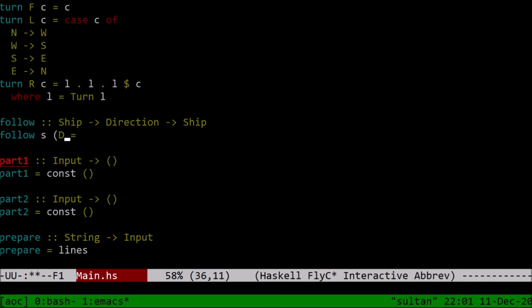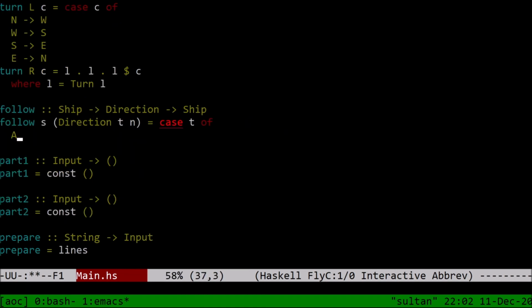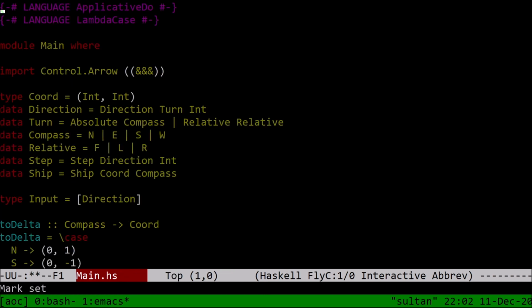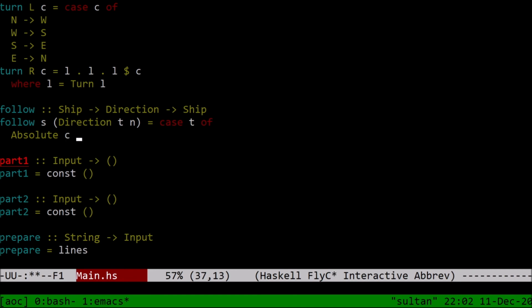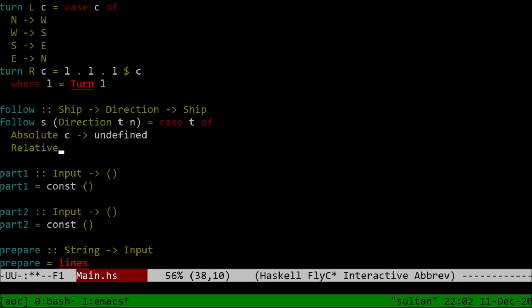Okay, I guess what I want actually is direction of T and N equals case T of absolute C for compass. I don't know, something. Relative R also something. Does that look right? It seems okay.